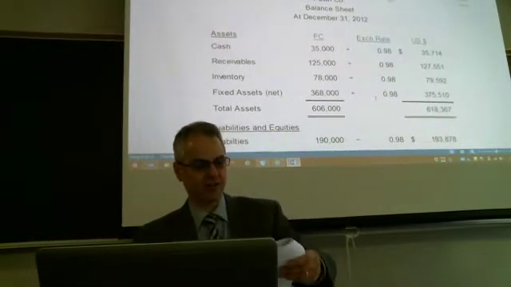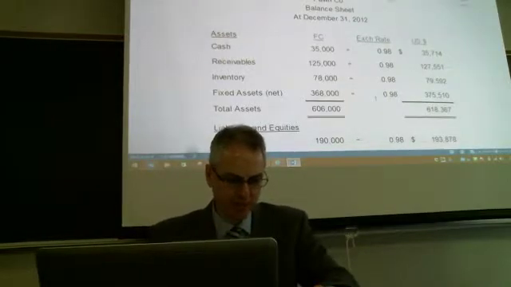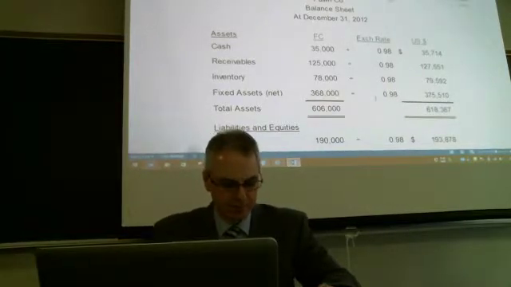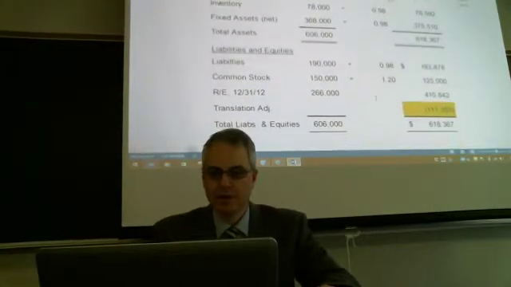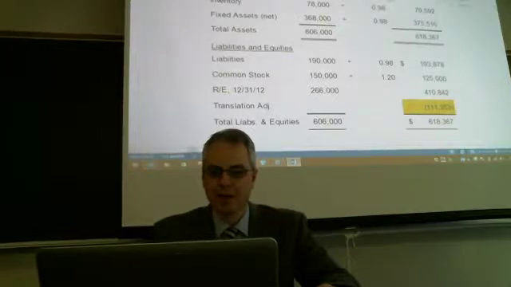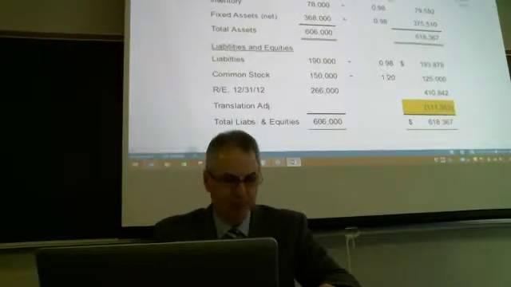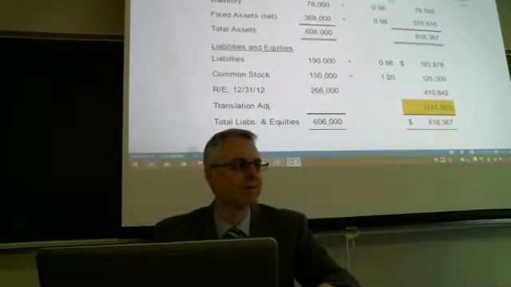Yes, translate fixed assets and accumulated depreciation using the spot rate as of the balance sheet date. Translate depreciation expense using the average rate for the current period. So liabilities, we bring across at the spot rate. Common stock, that is the historical rate, right? When the stock was issued.